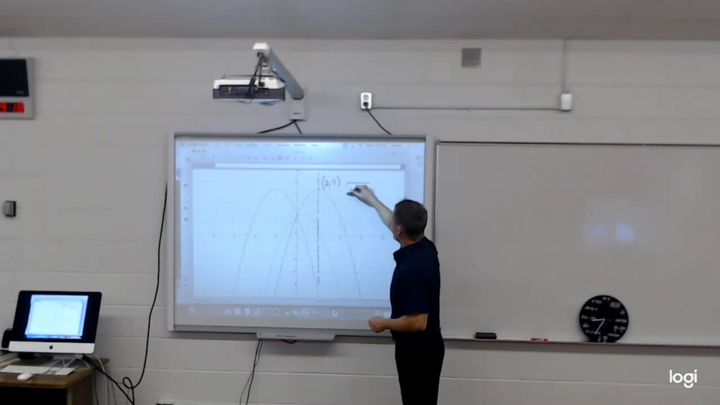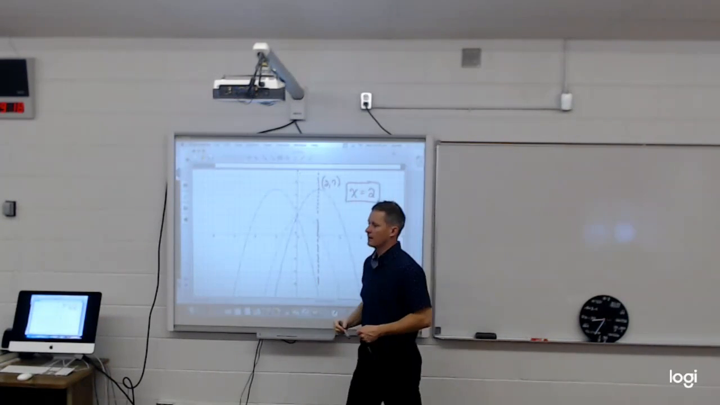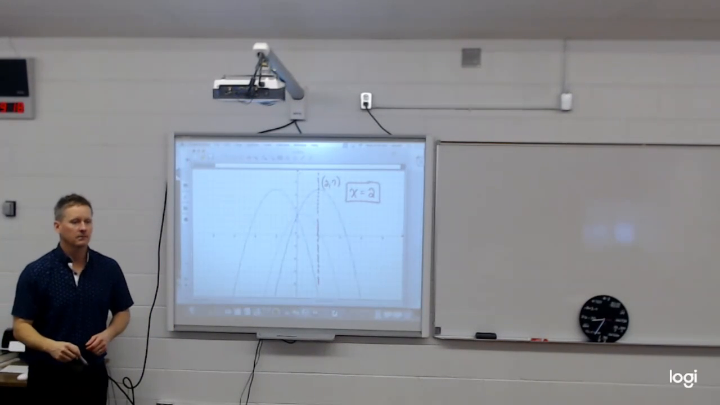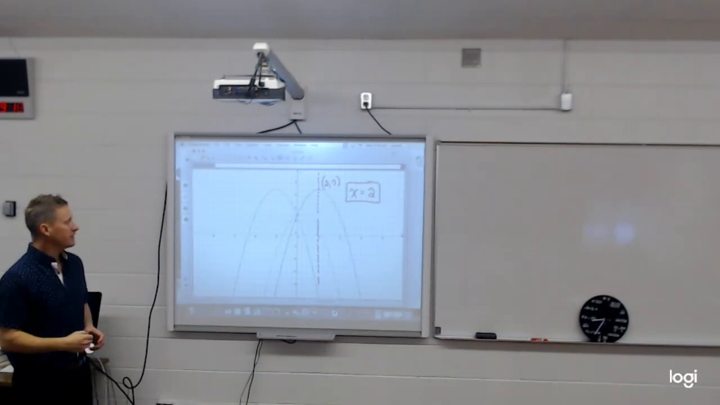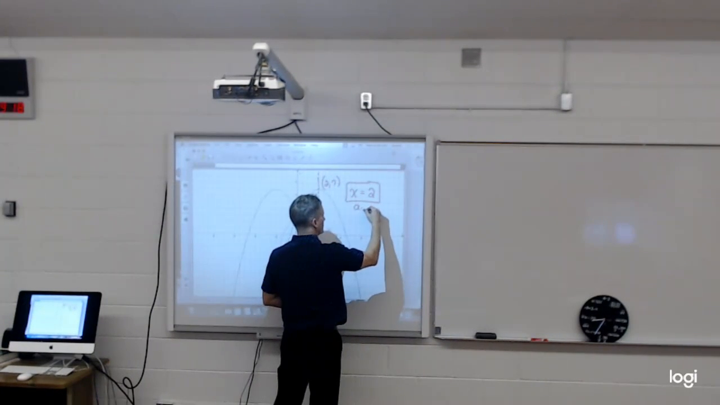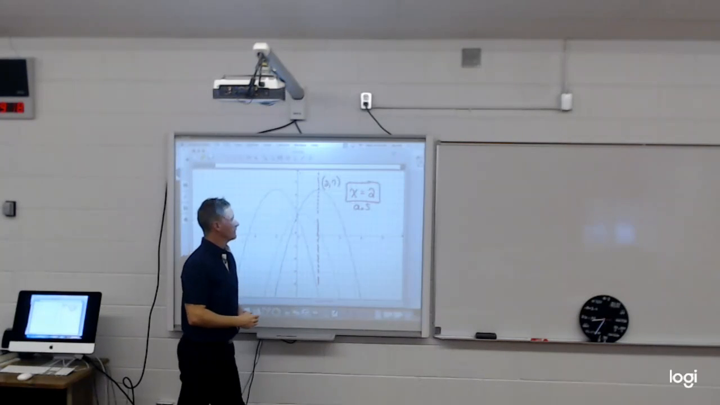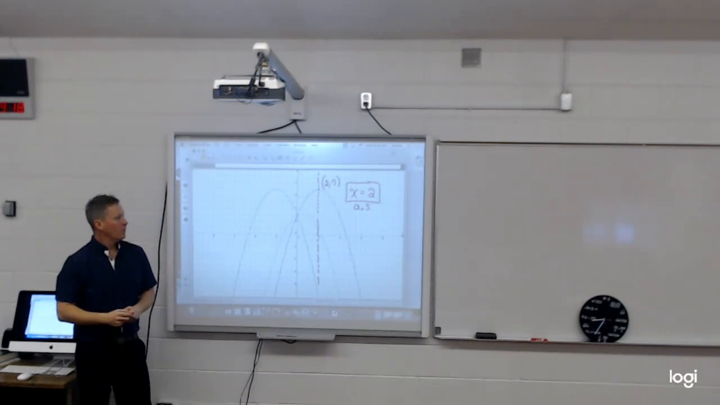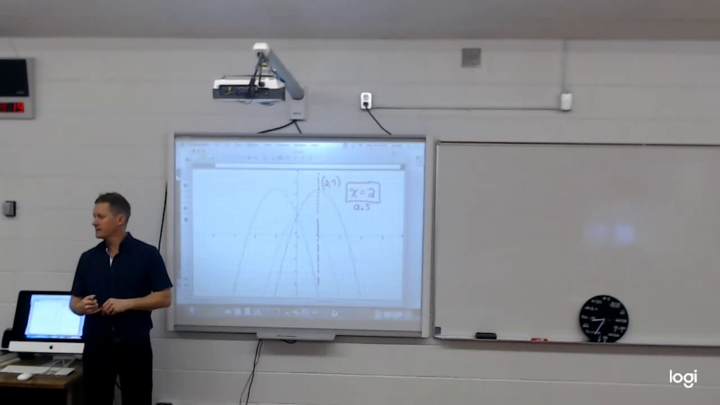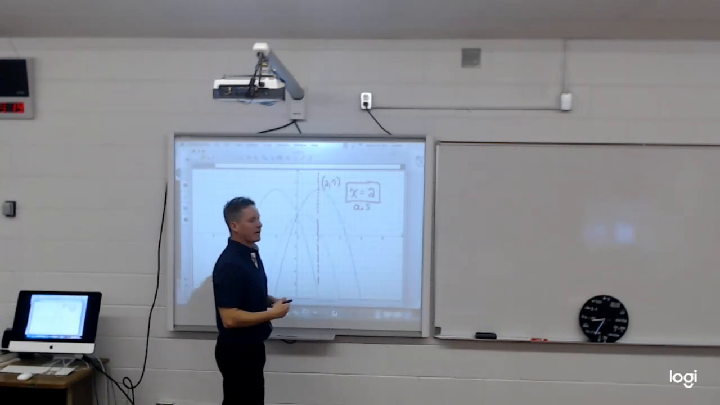That is the equation of a vertical line. That's the equation of the axis of symmetry. So we need to know the equation of the axis of symmetry. All right? What is my domain for this graph? x is an element of all reals. Good. And what is the range for this graph?